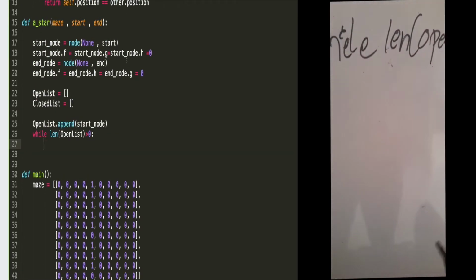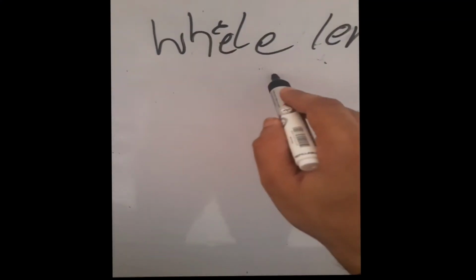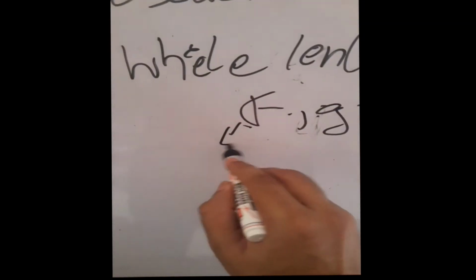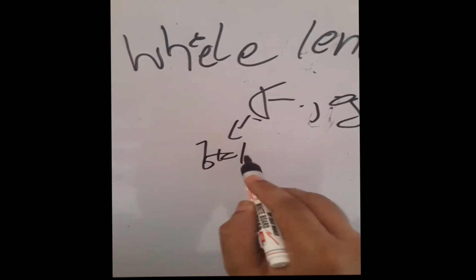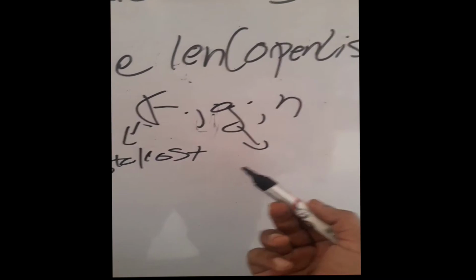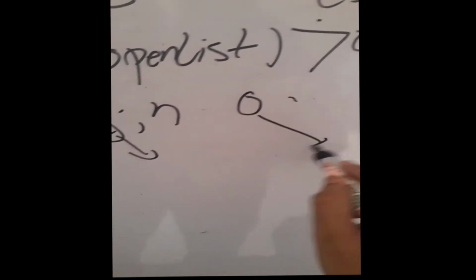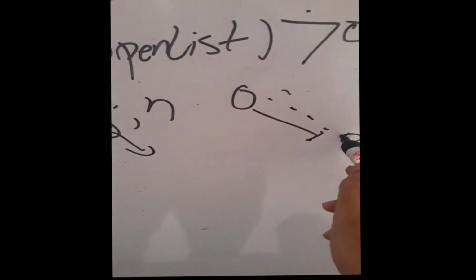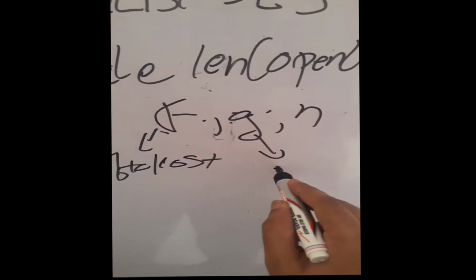What A-star works on is the cost. How does it compute the cost? It computes the cost based on f, g, and h. F is the total cost. G is how many nodes it has traveled from the starting node. So let's say this was the starting node and this is the current node. G is basically how many nodes it has traveled.